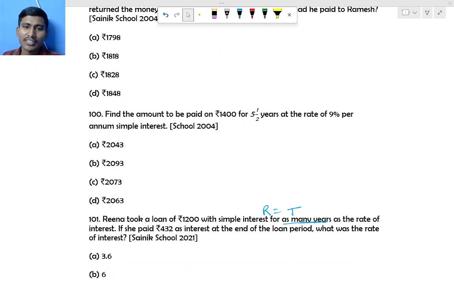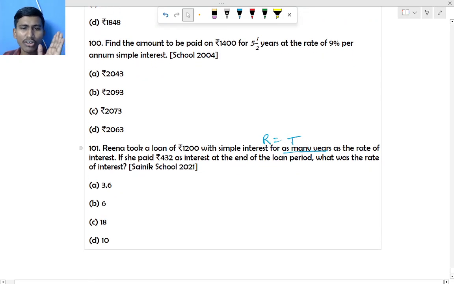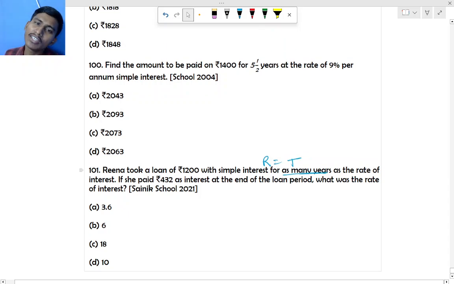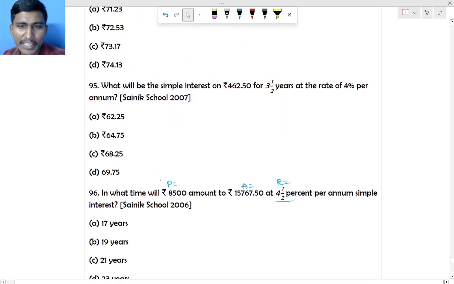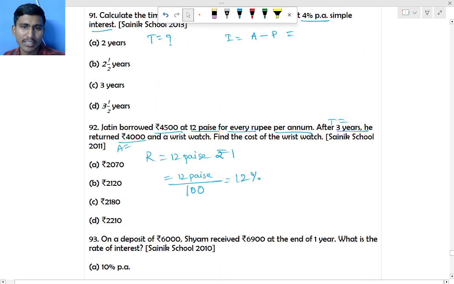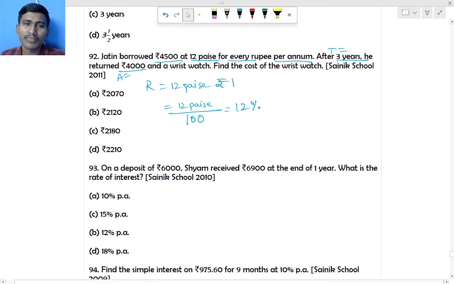So students, up to 100 questions, all are the same. We have done all these types of questions, the 101 types of questions. It is the same as many years, right? So R and T will be the same. So you do all the 101 practice. Okay? Question 92 is a little different. Let us see here. So what is the question?